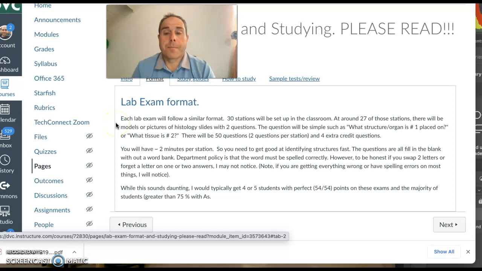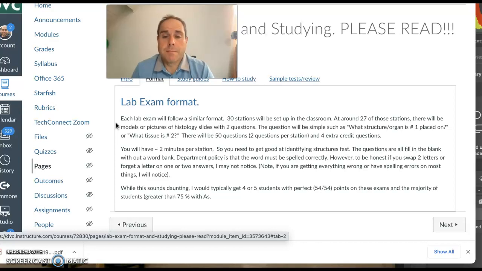Now, one more thing. It is department policy that spelling counts. It is supposed to be spelled correctly. Now, here's the thing. I'm going to be grading these fast. If you miss one letter on the entire test, or you swap two vowels like that evil I before E except after C, which is actually a lie, I probably won't notice it. If you're getting every single thing wrong, I'll notice that you spelled something wrong.